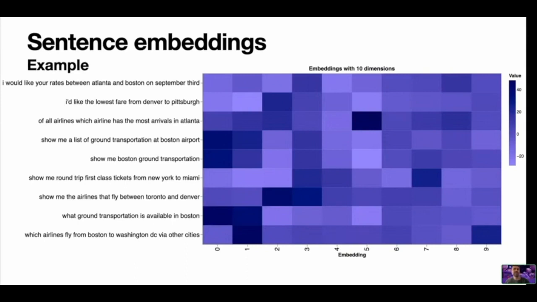So I'm going to show you the first 10 numbers of a bunch of sentences. It's 4096 numbers, but I'm showing you the first 10, and we're shading them so they don't appear as numbers, but the shading is in the value. You see it at the right.